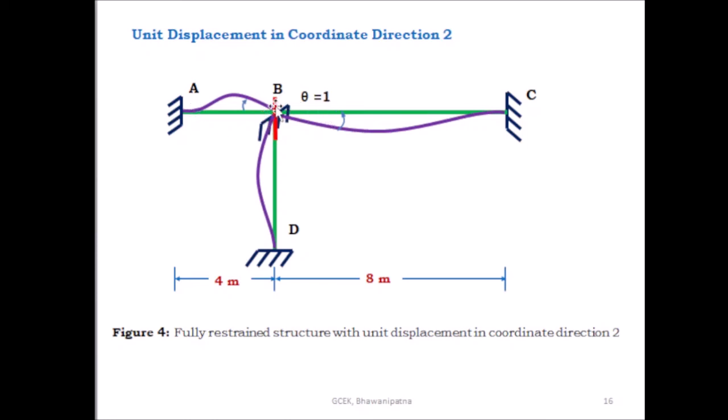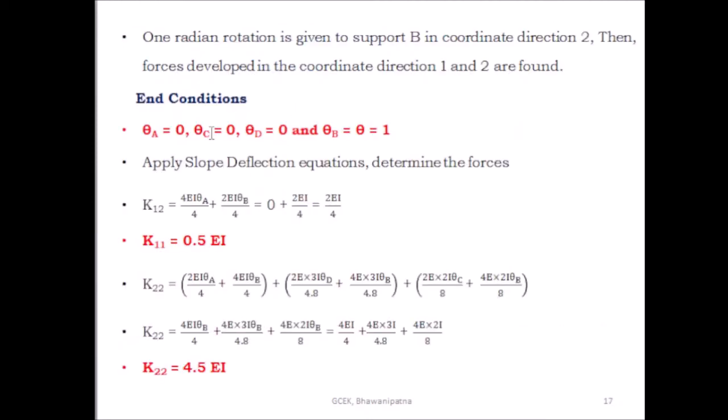Then the displacement at the other supports A, D and C is 0. The rotational displacement at A is 0, at C is 0 and at D is 0. There is no displacement at A, D and C, only the displacement at B, which is equal to 1. Theta B is equal to 1 and all other displacements are 0. Then apply the slope deflection equation and determine the forces.